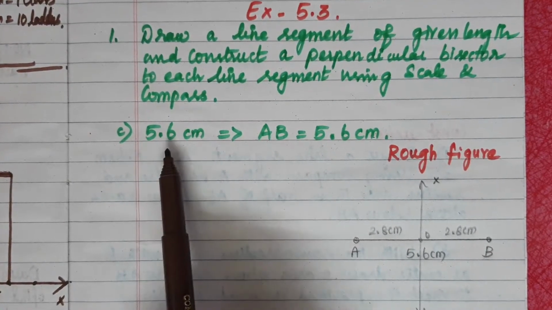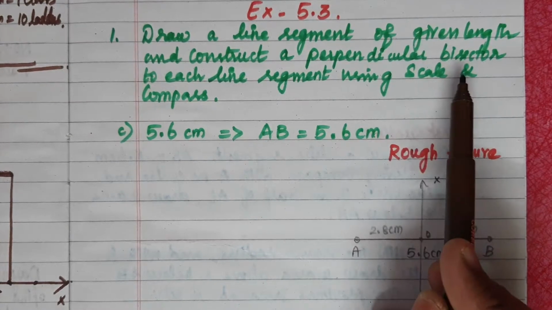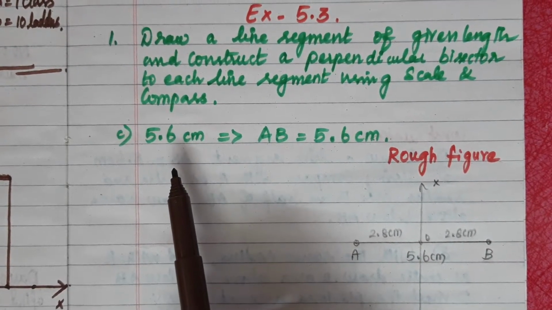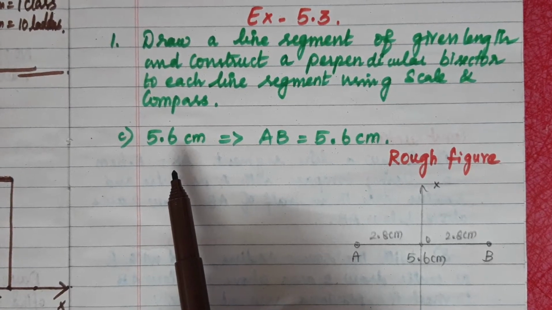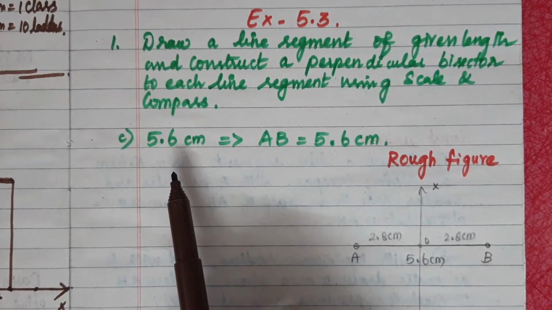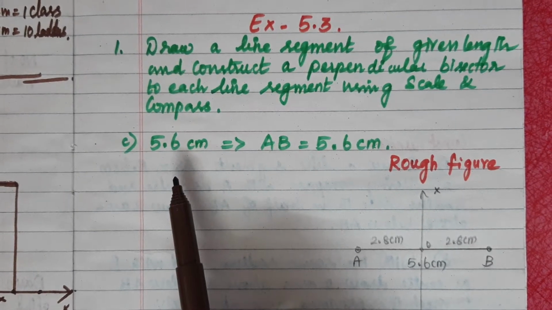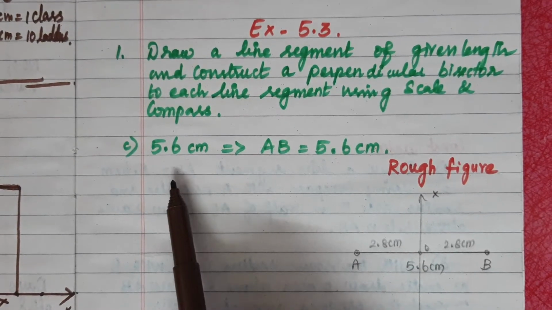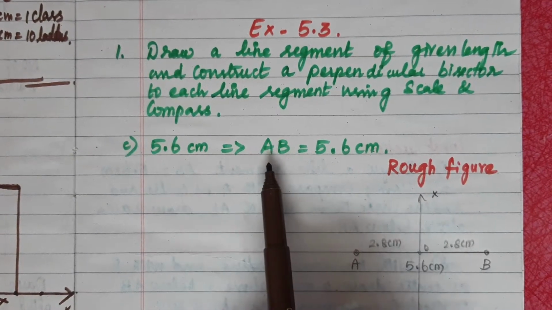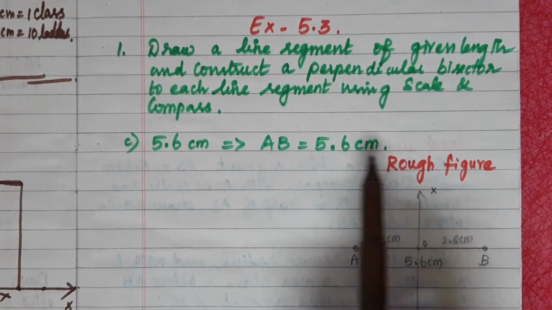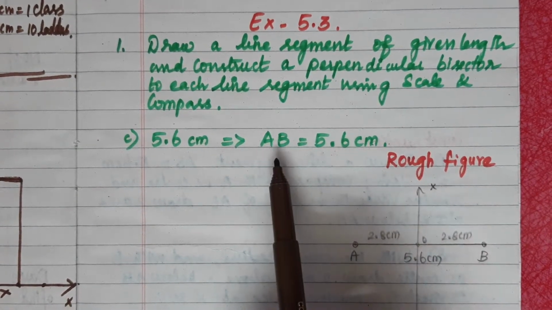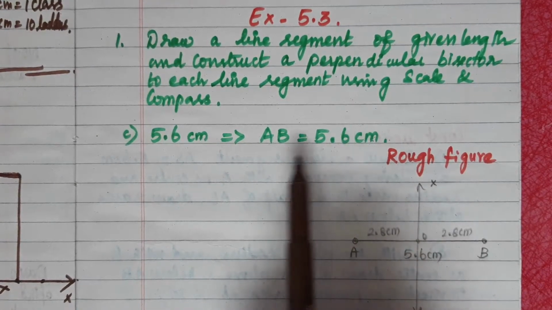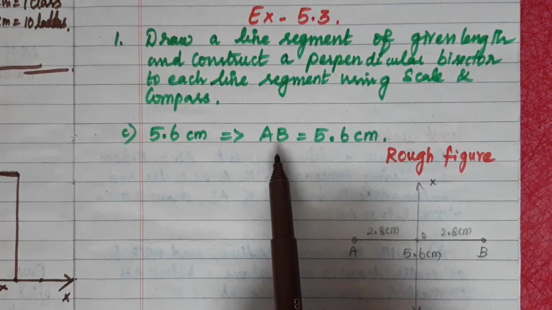So I have written the C question, 5.6 centimeter. Perpendicular bisector means this 5.6 centimeter will be exactly divided into two equal lengths, and if you keep the protractor on that position, you can see it will be 90 degrees. That is called a perpendicular bisector. And I am taking the name as AB is equal to 5.6 centimeter. For the remaining homework sums, you also take the same name AB, because they are not given any name for that. So you can take AB for all the sums.